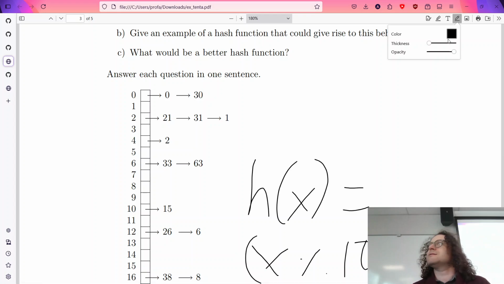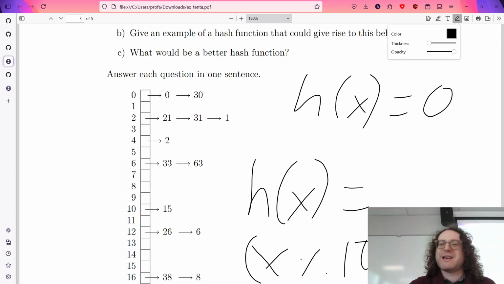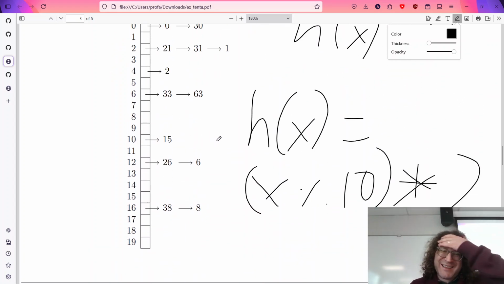Literally anything else? Well, not anything else, right? If I went h of x is equal to 0, that would not be a better hash function. That would actually be worse. Why is this hash function so top heavy?